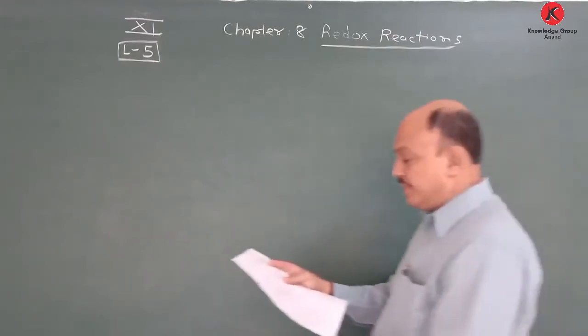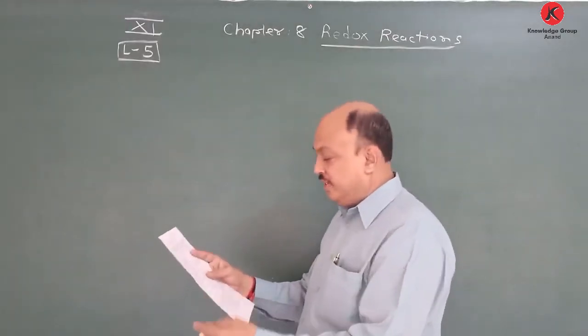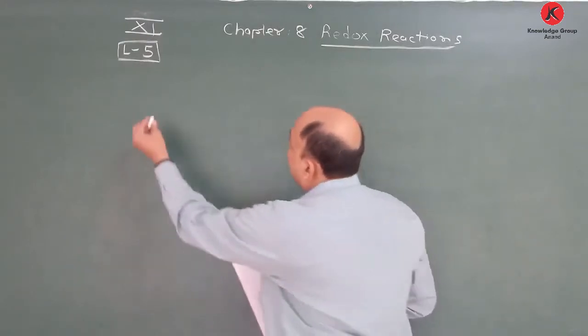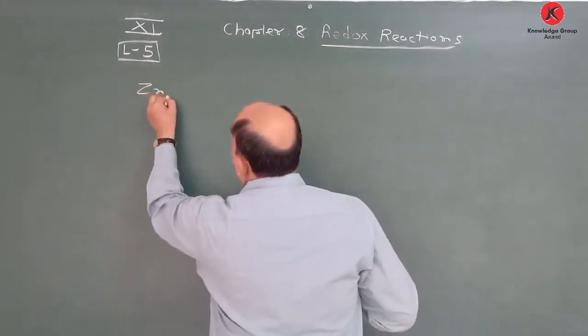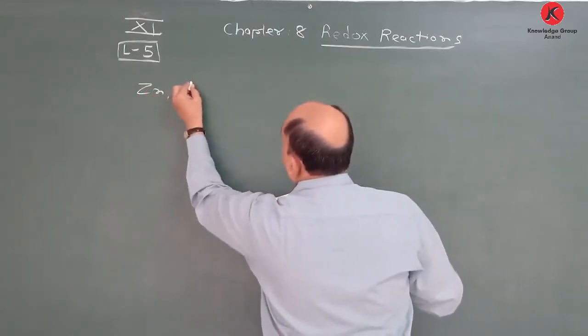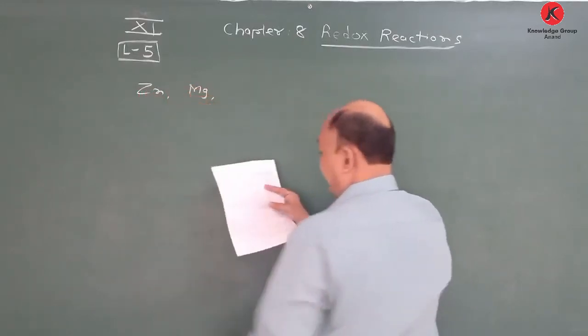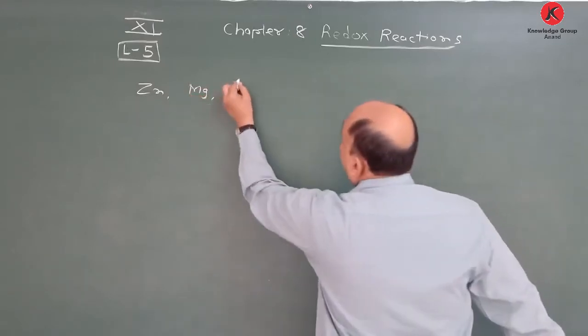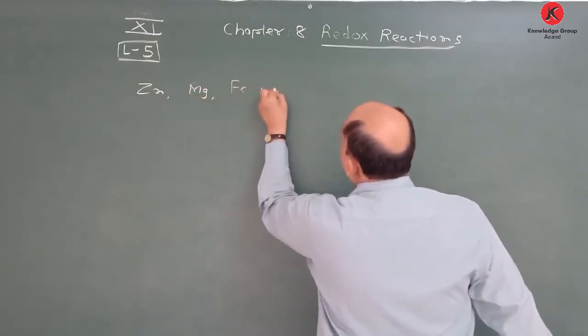Continuing with our next, we consider a particular reaction. That means particularly Zn, zinc, then magnesium, and then Fe, where each reacts with HCl.